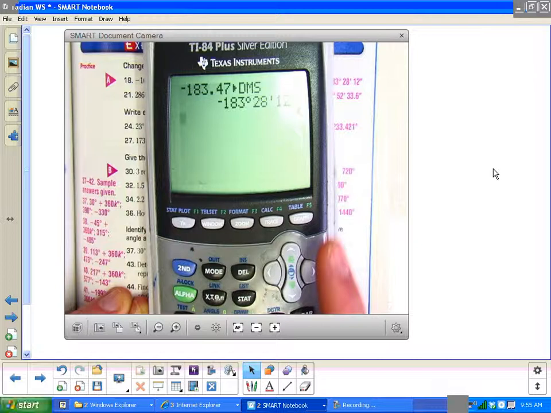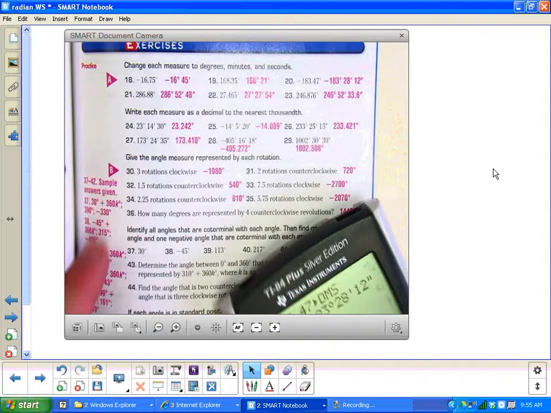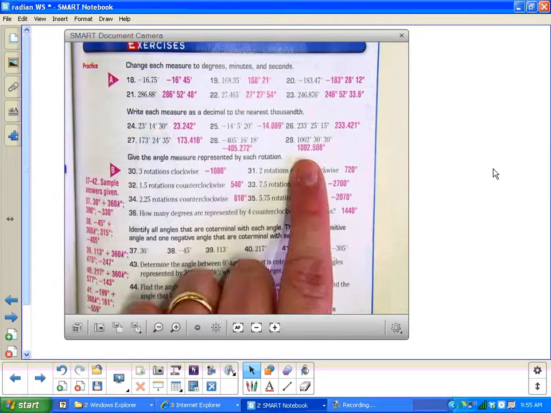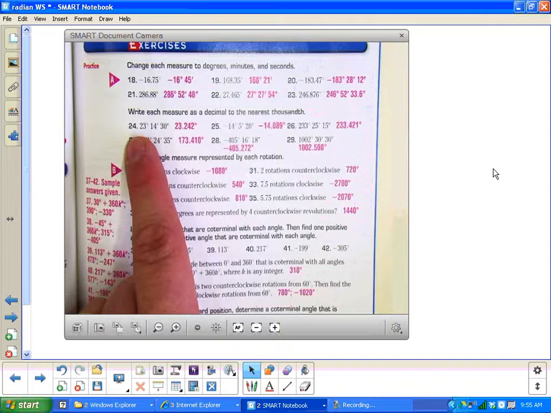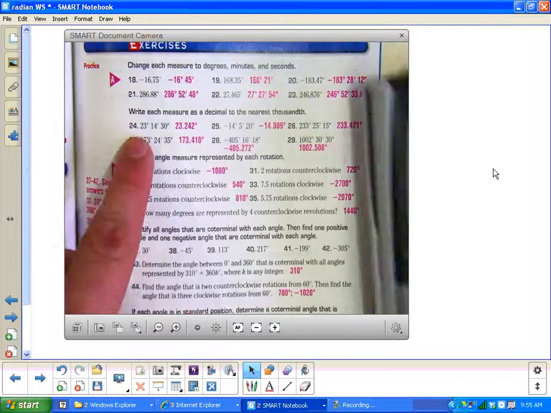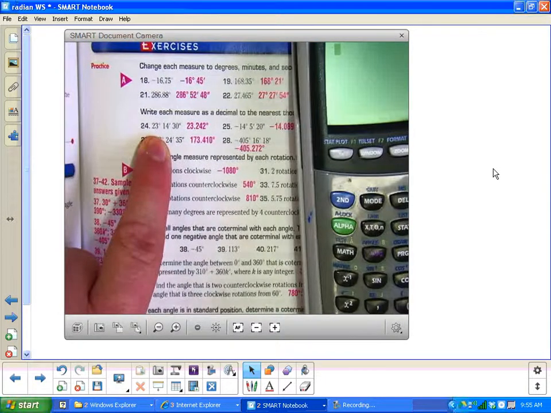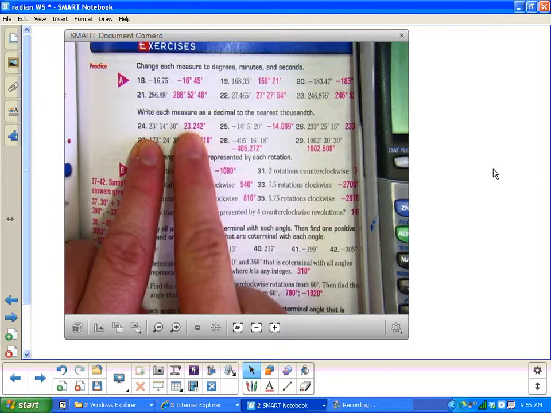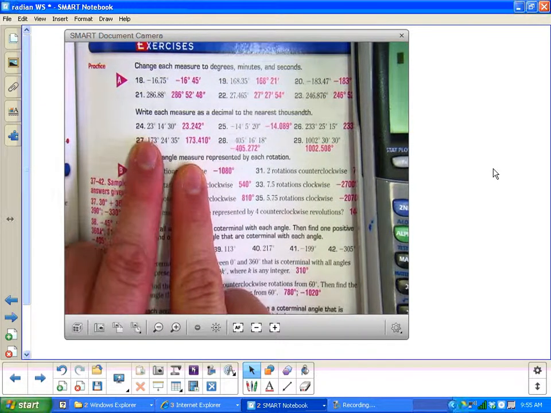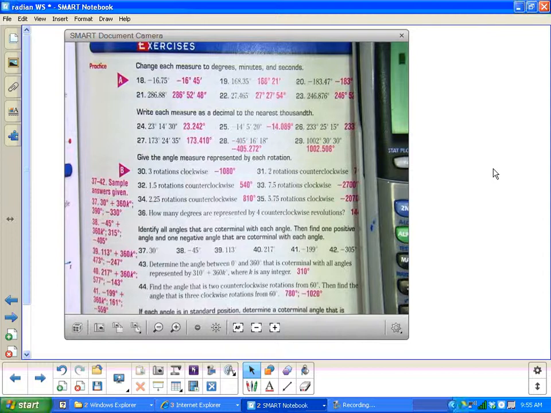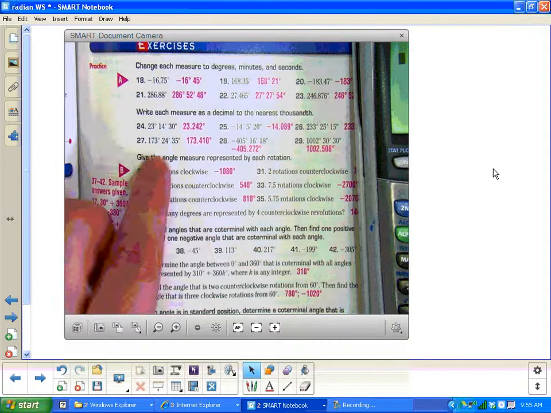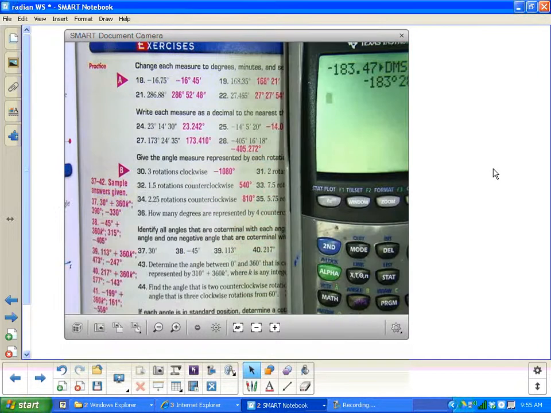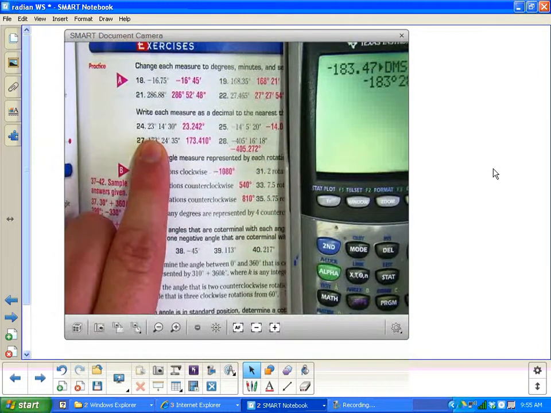Now let's look at the other way around. Let's look at one from 24 through 29. Let me just pick the first one here. Notice in these, coterminal angles aren't necessary. Coterminal angles are what I might need when I want to know where an angle is on my coordinate plane. So it doesn't matter if the angles are more than 360 or if they're negative. Now, let's do number 24.